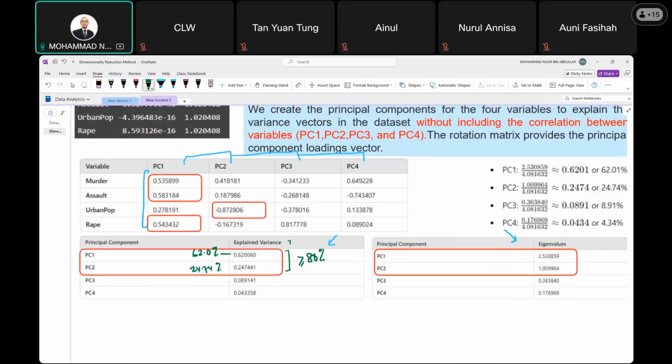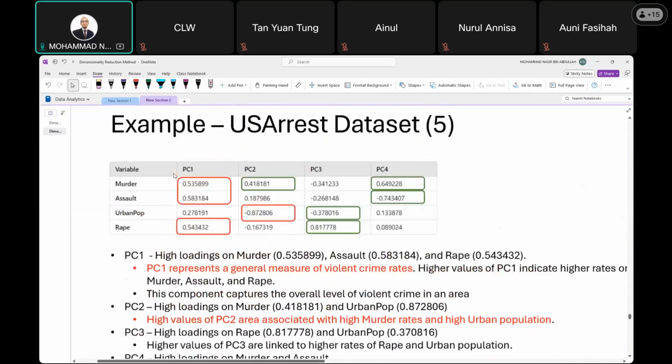The second way to choose how many PCs to select is based on the eigenvalue. So we look at the eigenvalue that is more than one. If the eigenvalue is less than one, it will not be included in our selection. So we will remove the principal components that have an eigenvalue less than one, and consider all the PCs having an eigenvalue more than one. In this case, we have PC1 and PC2. So we will conclude based on PC1 and PC2. So let's focus on PC1 and PC2.